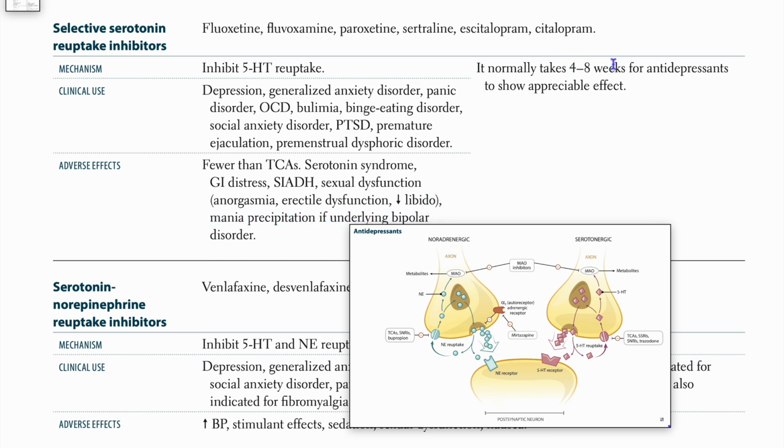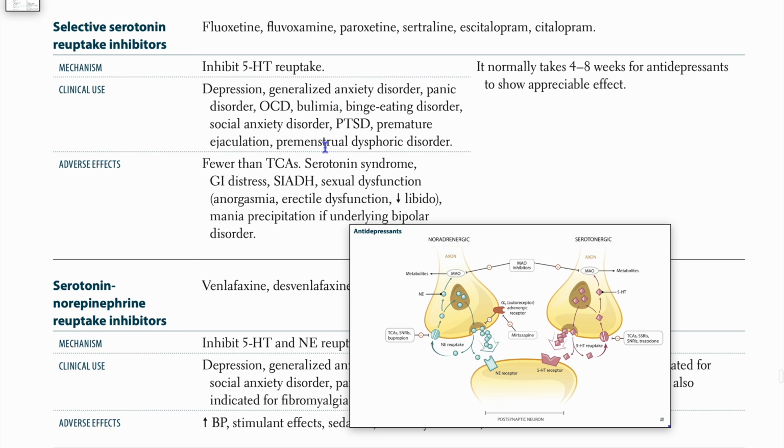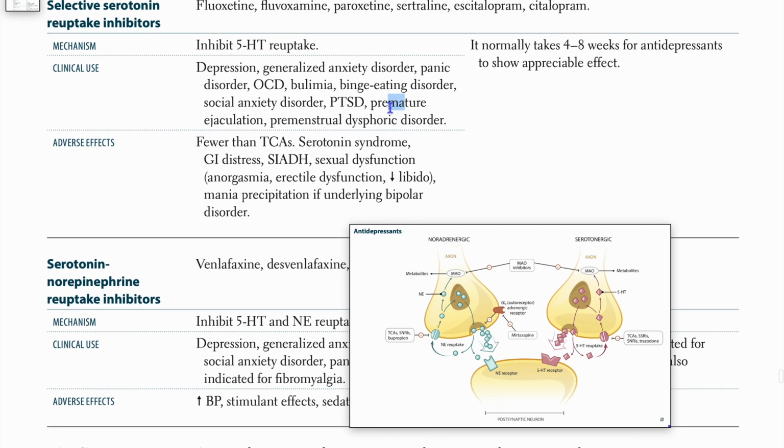It normally takes 4 to 8 weeks for antidepressants to show appreciable effect. So you need to know the mechanism of action of this, and it's in the name, right? They prevent the serotonin reuptake. So if there's more serotonin in the synaptic cleft, you get serotonin syndrome. Okay, you can use it for all of these things.